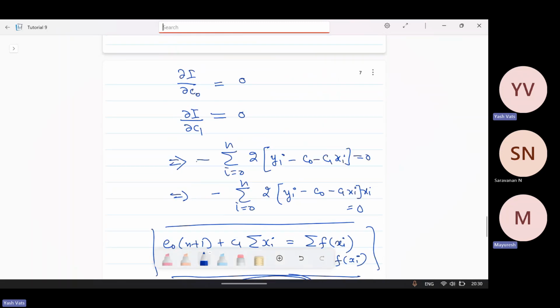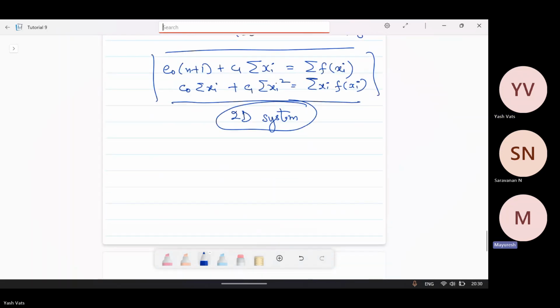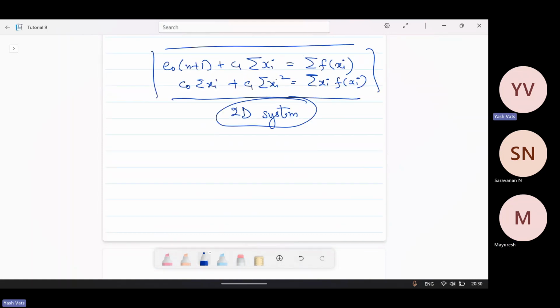So this is for a straight line. Can you? Yeah, it is clear for me. Okay. Can you do it similarly for quadratic interpolation?